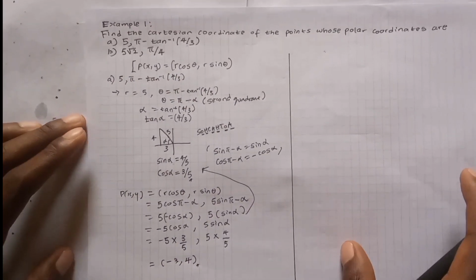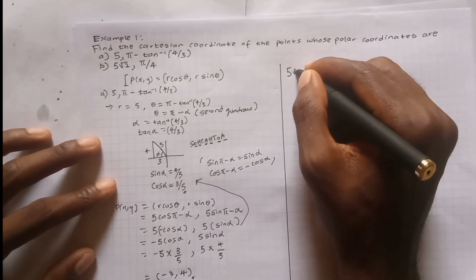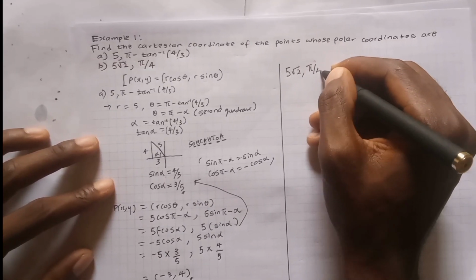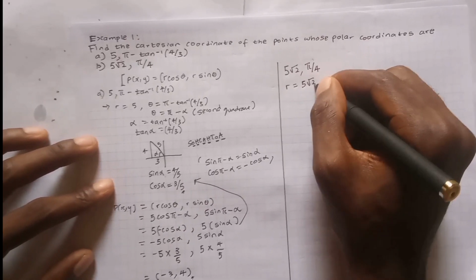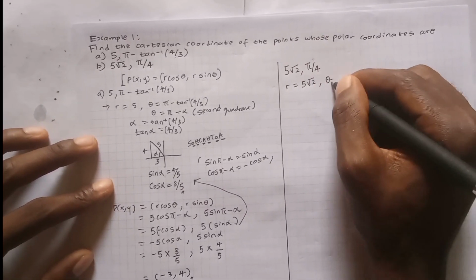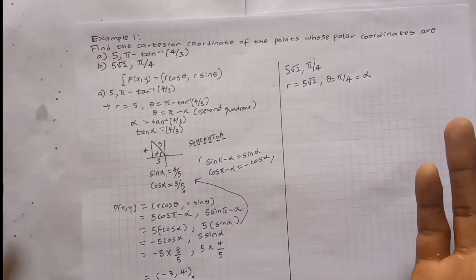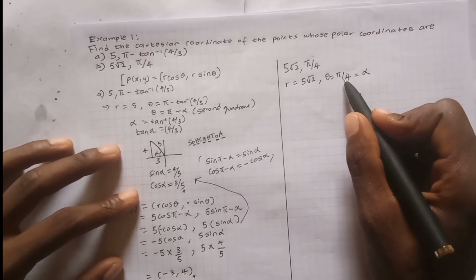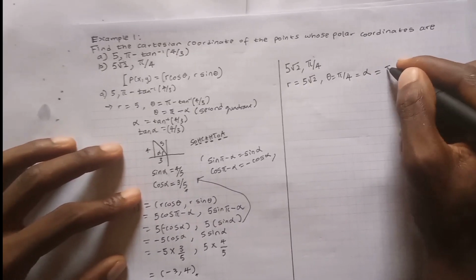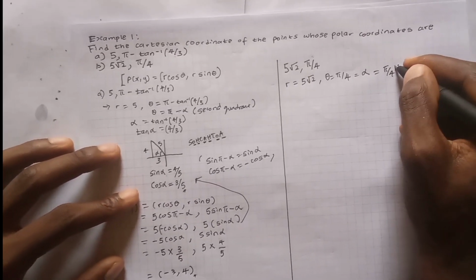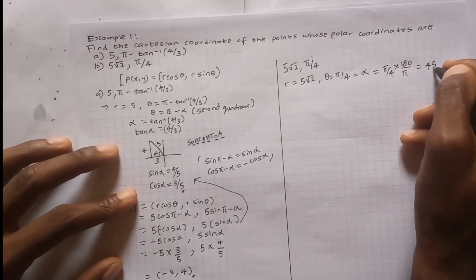Now let's look at the second example. So we're having 5√2 and pi/4. So our r is 5√2, and then our theta is pi/4, and that's equal to alpha. So since it's alpha, it's in the first quadrant, right? So from here, we'll convert this from radians to degrees. So if you convert it, our alpha becomes pi/4. You just simply multiply by 180/pi. That gives you 45 degrees.